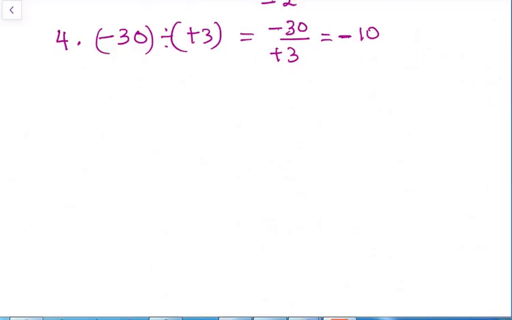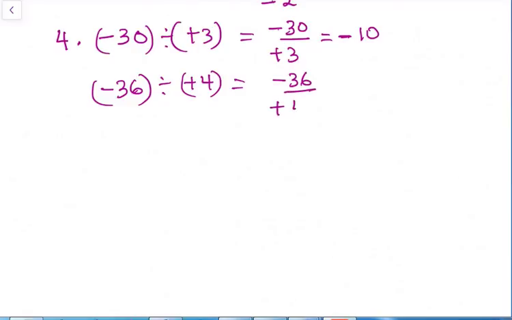Then if we work the next example, minus 36 divided by plus 4. Our numerator will be minus 36, our denominator will be plus 4. And this will give us negative divided by positive will be negative, and 4 will go in 36 9 times.